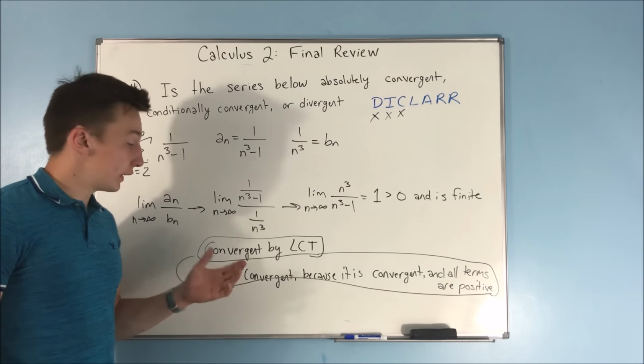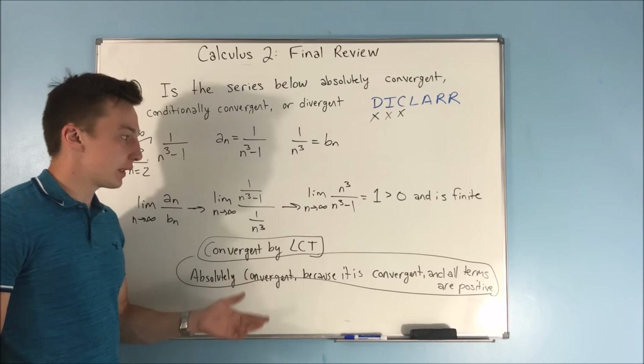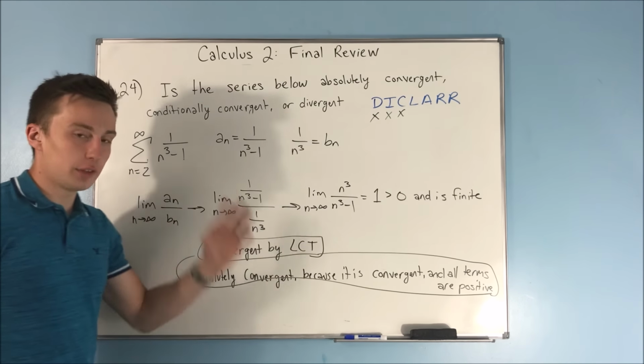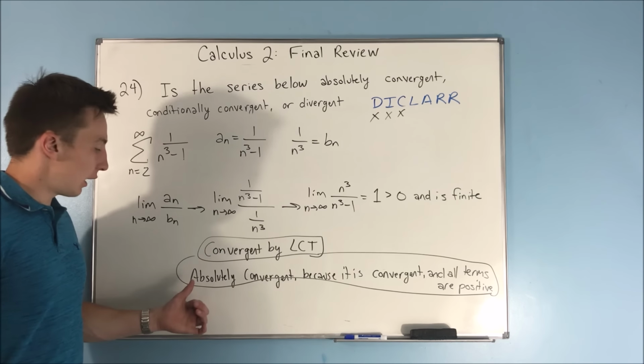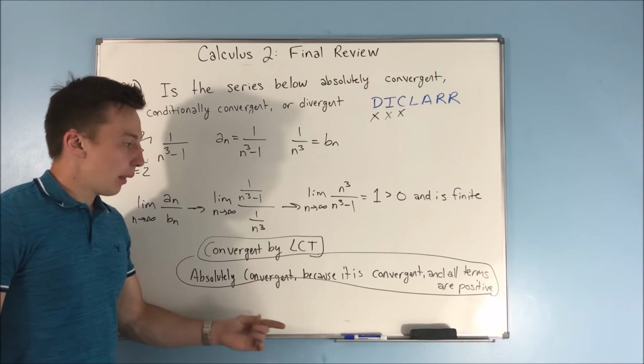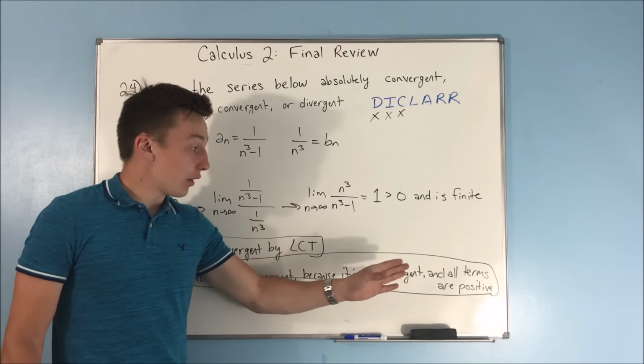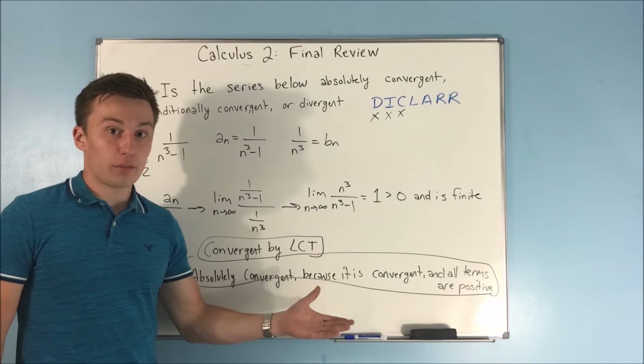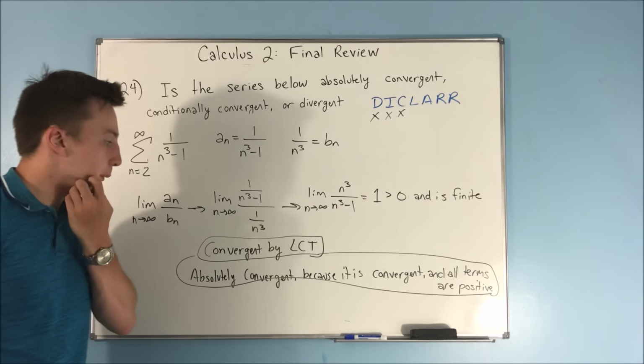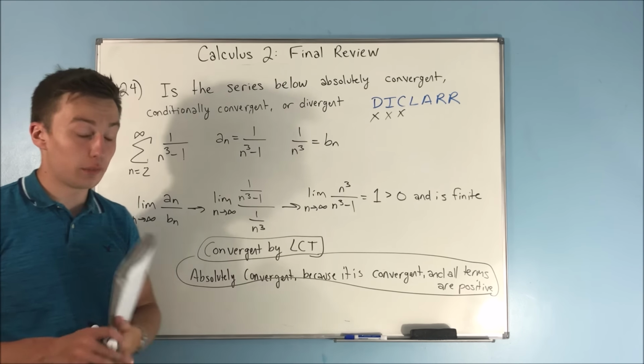So you can say, right, convergent by the limit comparison test, and then you can say, I drew a line through this because I'm so tired at this point, absolutely convergent because it is convergent and all of your terms are positive. Okay, so that's how you can kind of explain how it's absolutely convergent as well.